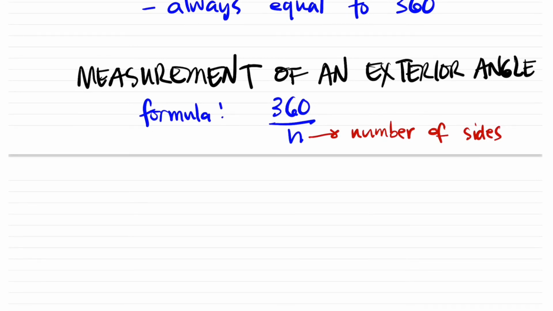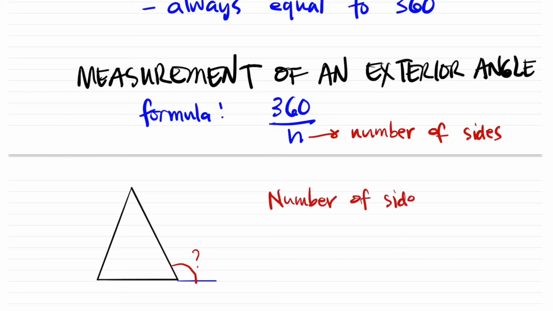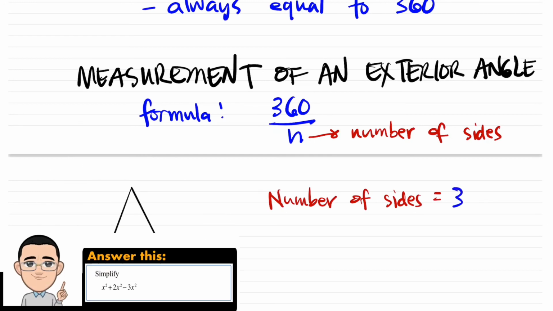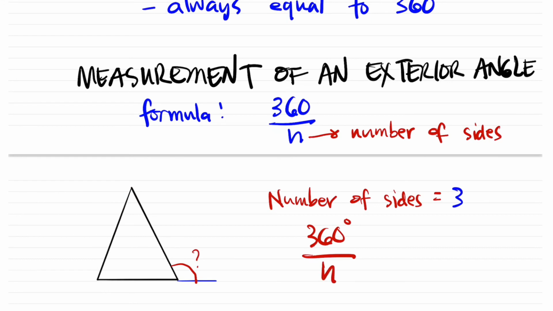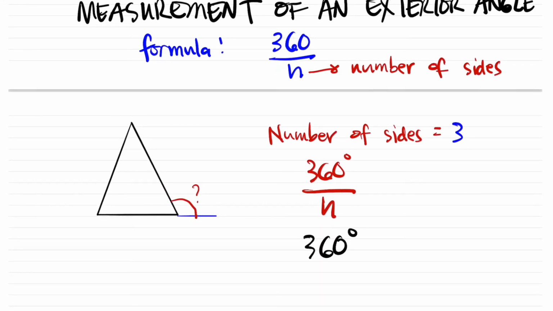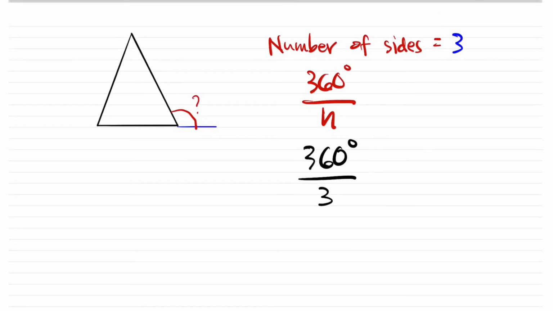So let's have an example. Alright, for example, we have here a triangle. We calculate what is the measurement of the exterior angle here. So we use the formula. The number of sides is equal to 3. Then we use the formula 360 degrees over n. So we solve 360 degrees over 3. The answer is 120 degrees. So the measurement here is equal to 120 degrees, and the rest are also equal to 120 degrees.